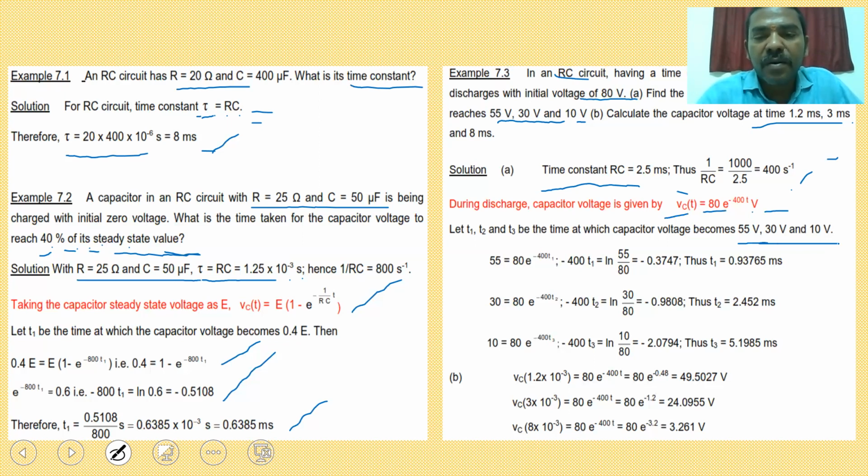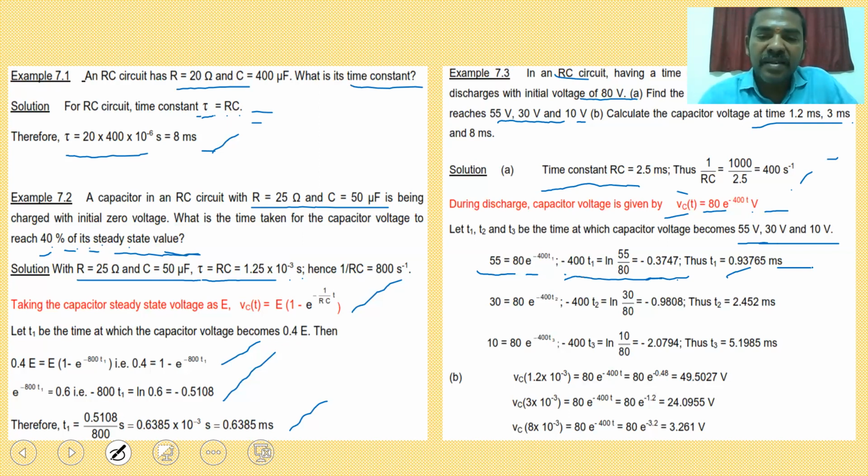So 55 is equal to 80 into e power minus 400 T1. From this, minus 400 T1 is equal to ln of 55 by 80. So finally we are getting minus 0.3747. Then T1 is equal to minus 0.3747 divided by minus 400. So finally we are getting the value of T1 as 0.93765 milliseconds.